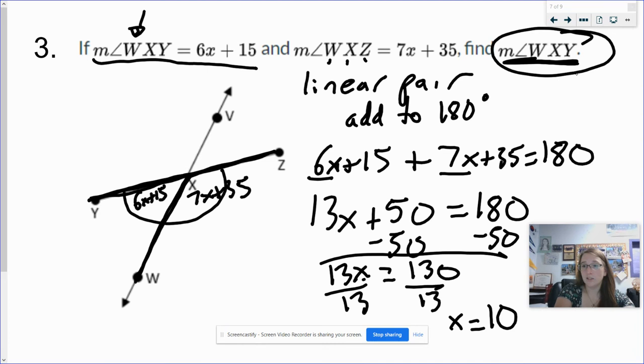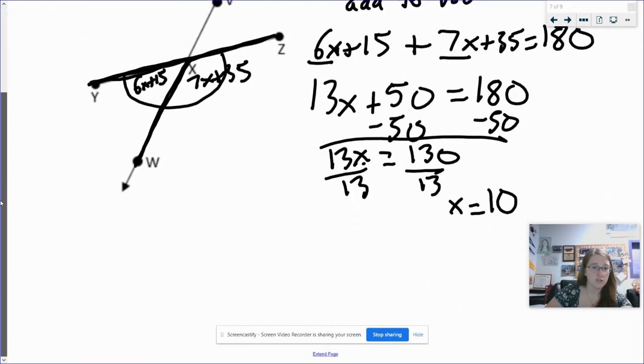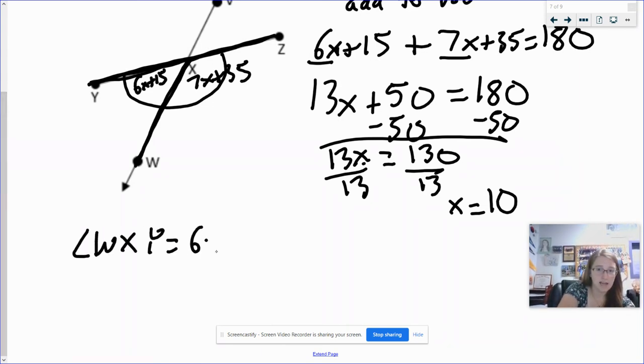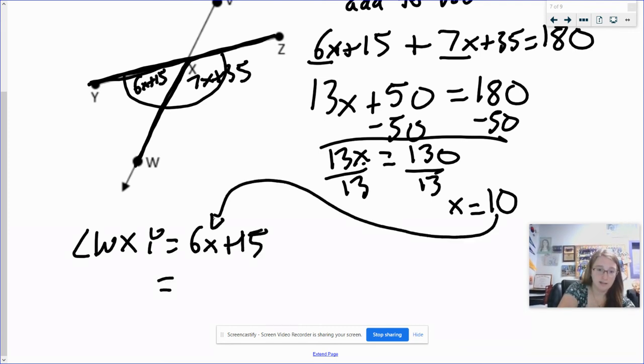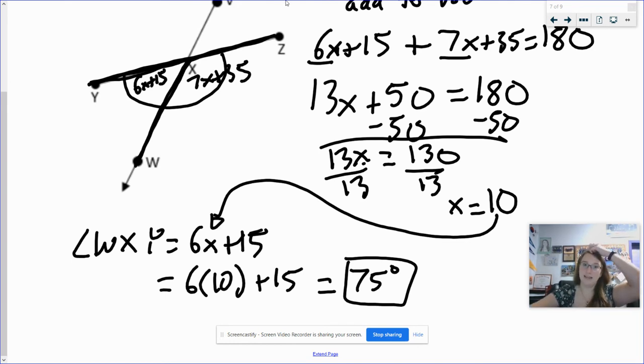Now we have to look at what they want us to plug into. We are plugging into WXY, which is this equation. So that's where I'm going to plug in my x. Go ahead and let's try it. Angle WXY is 6x plus 15. I'm going to plug in my 10. We got 6 times 10 plus 15. That's 60 plus 15. That should be 75. And that's your answer. A lot of people, again, made some pretty common mistakes.